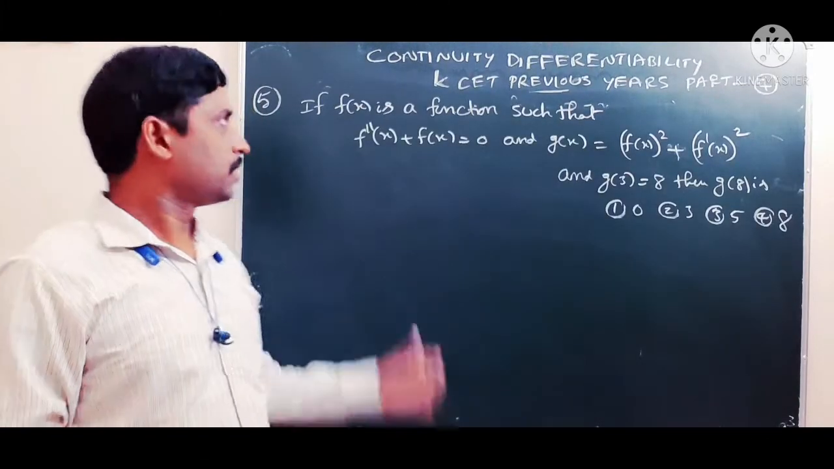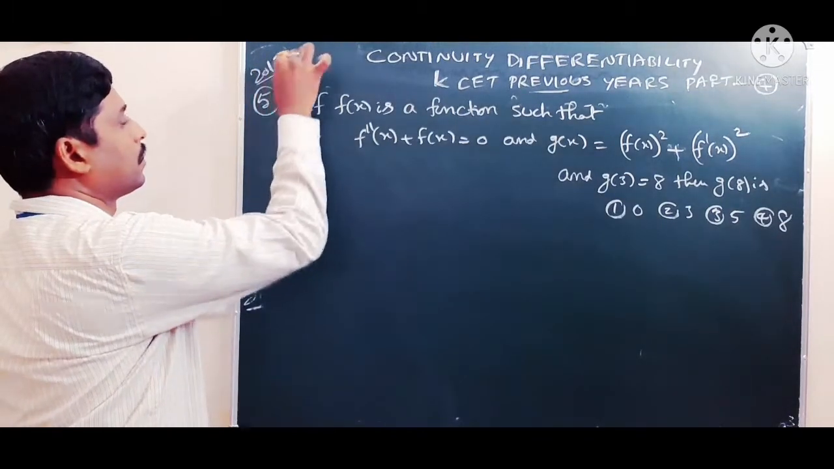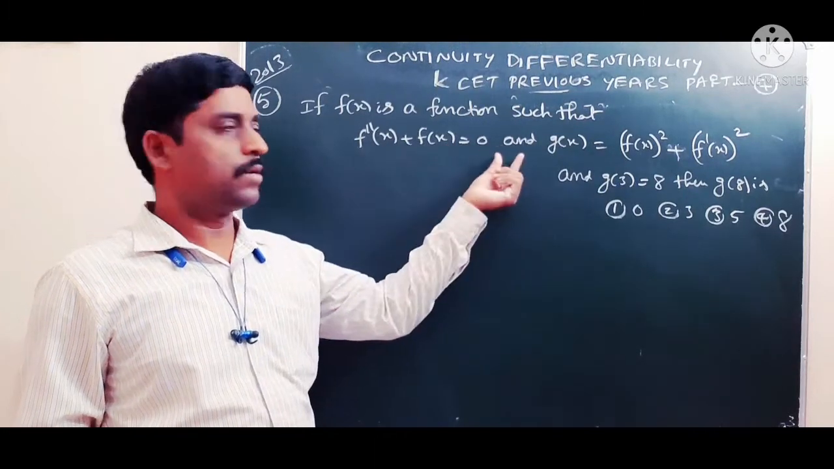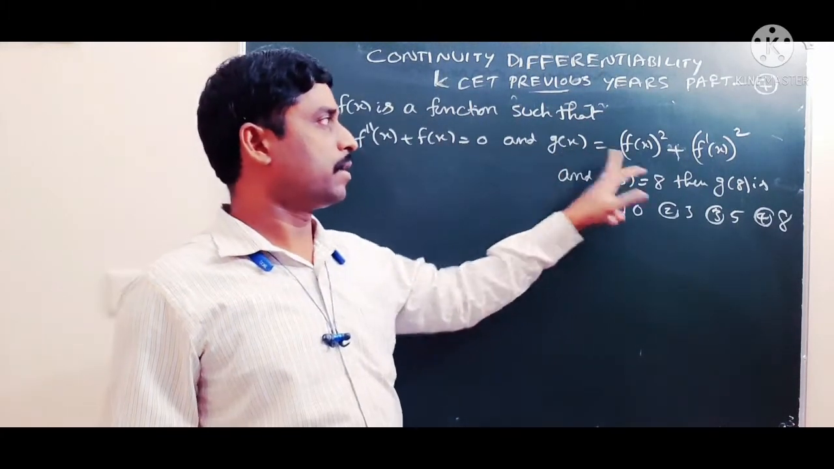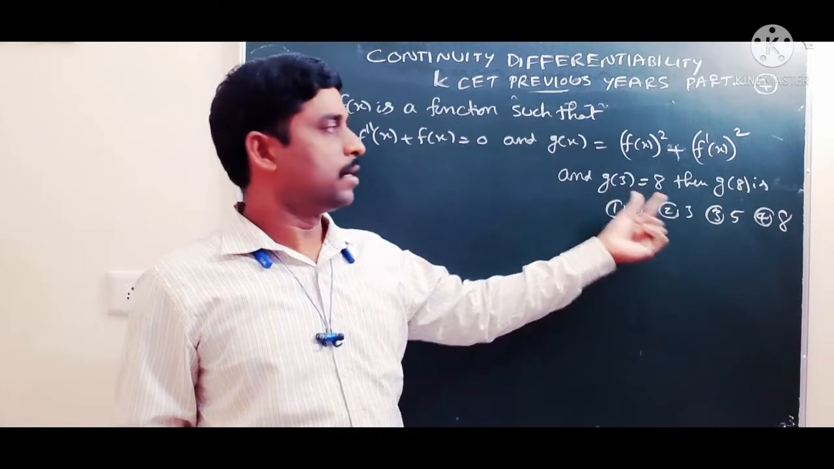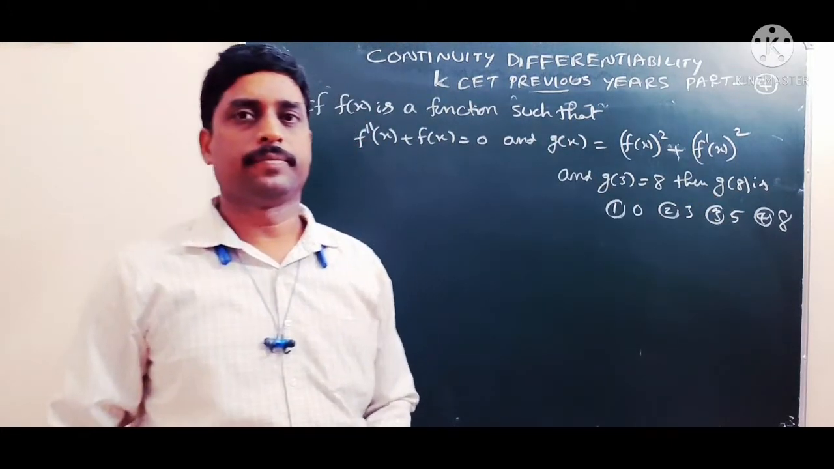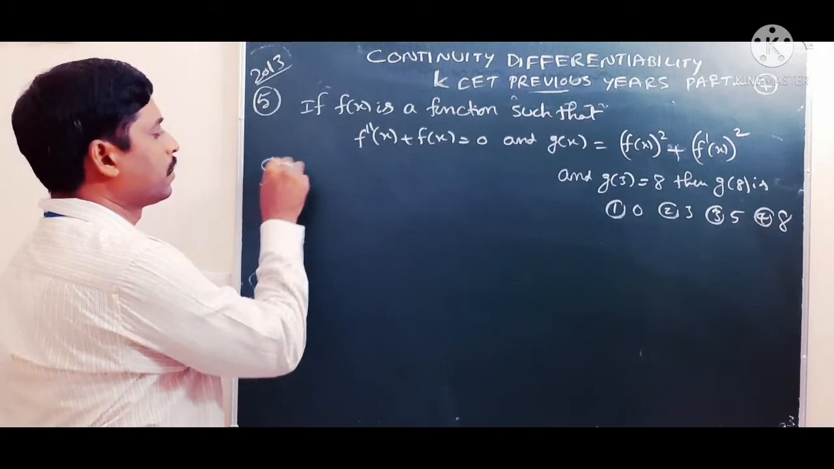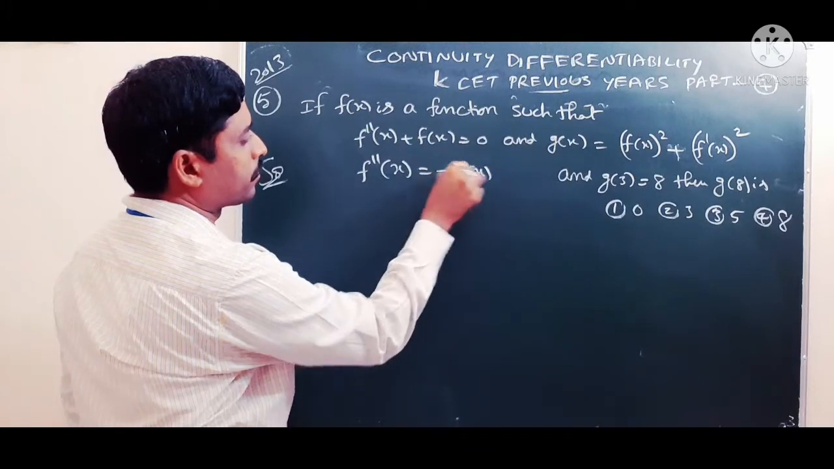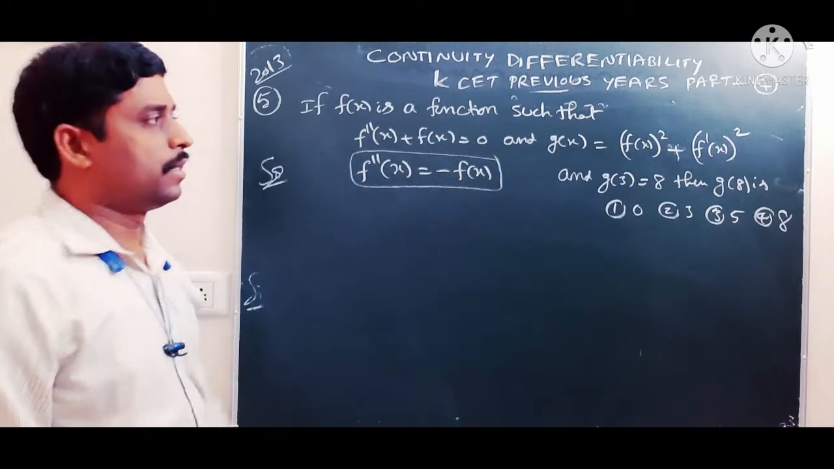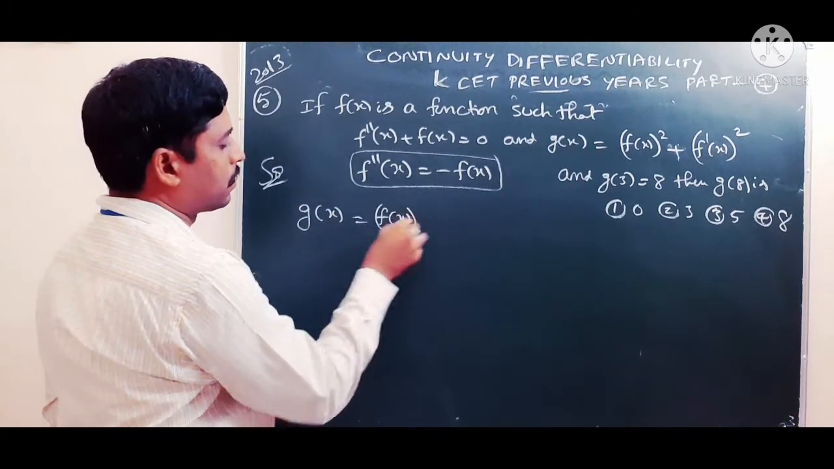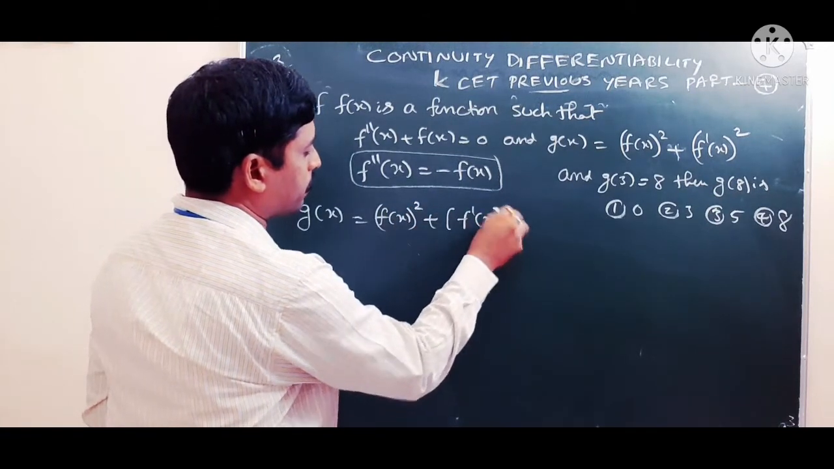Let us go to the next problem. This is from 2013. f of x is a function such that f double dash x plus f of x is equal to 0, and g of x is equal to f of x whole square plus f dash x whole square, and g of 3 is equal to 8. We have to find g of 8. So what is given? f double dash x is equal to minus f of x, and g of x is also given.